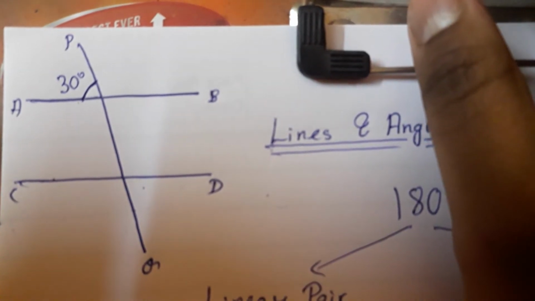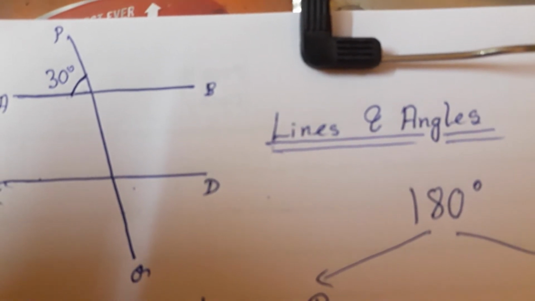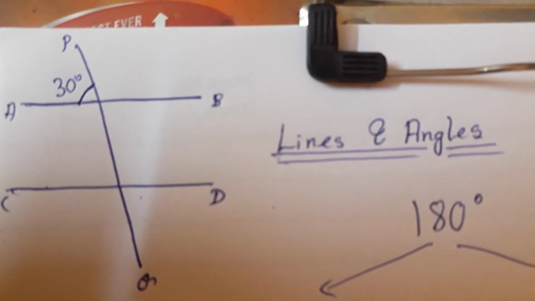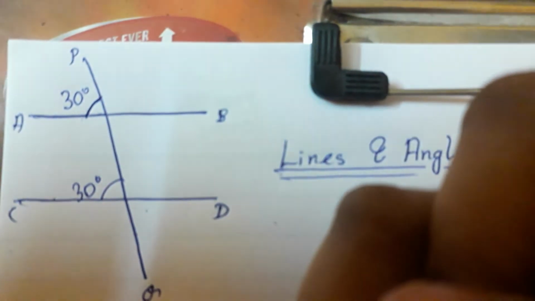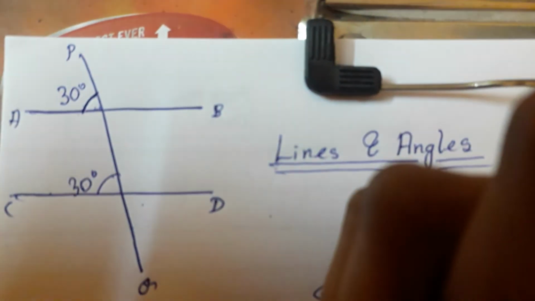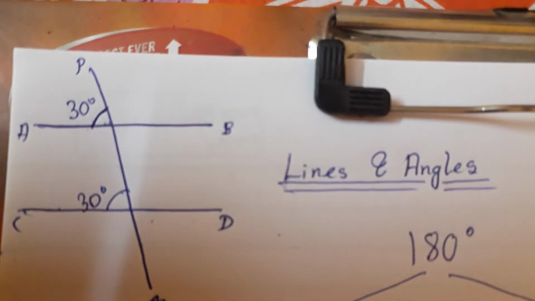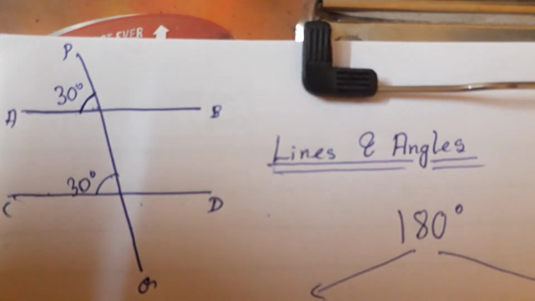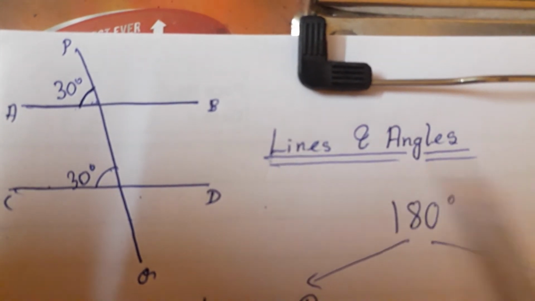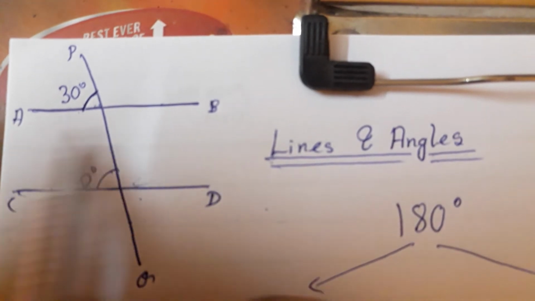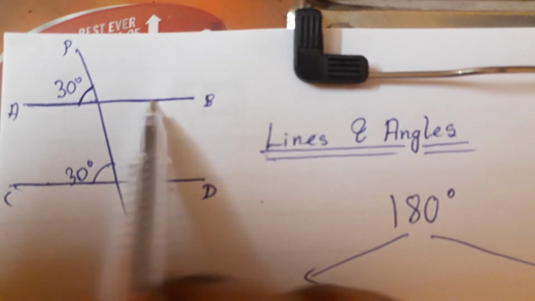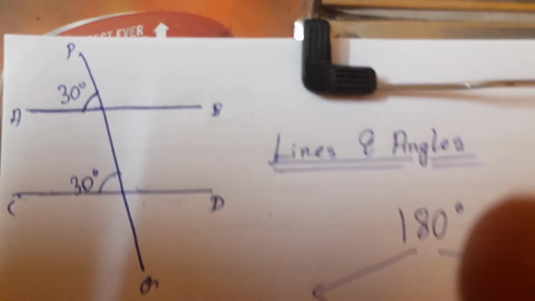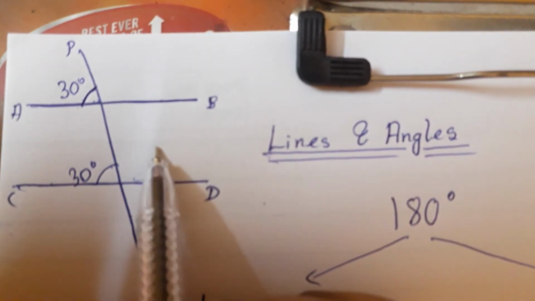Now by corresponding angles you can say that if this angle is 30, then this angle will also be 30. Okay, and by alternate interior angles, see which is the interior portion here? The interior, the in between the two lines, this is your interior portion.